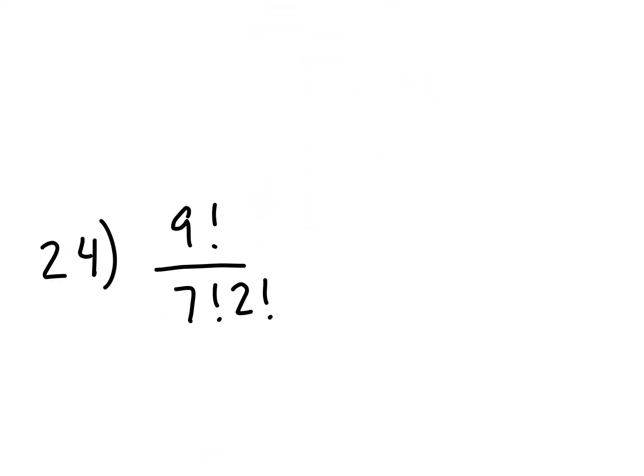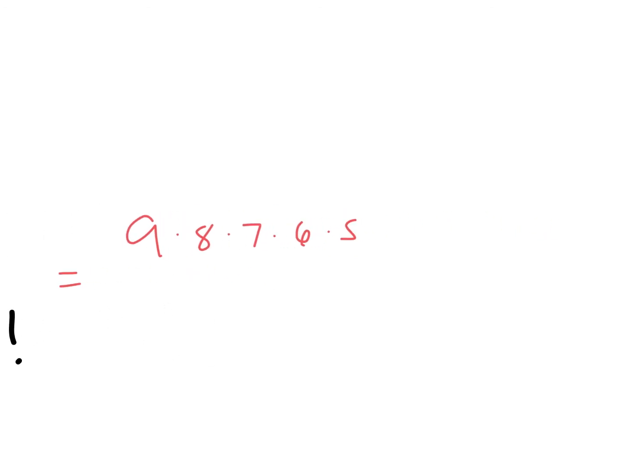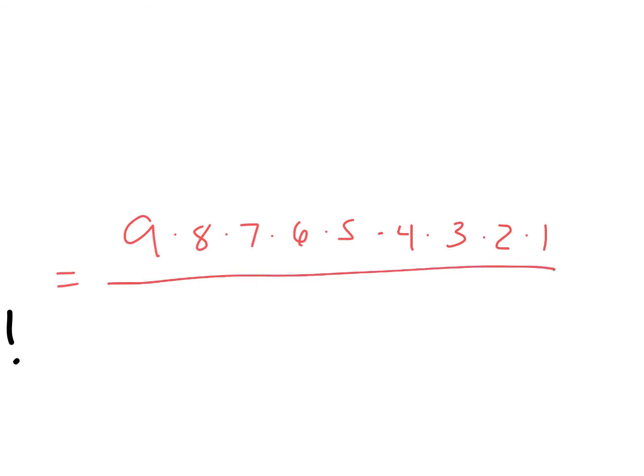All right, let's do 24. So we have 9 factorial on the top. So this is 9 times 8 times 7 times 6 times 5 times 4 times 3 times 2 times 1. And then on the bottom we have 7 factorial, so this is 7 times 6 times 5 times 4 times 3 times 2 times 1, and 2 factorial, which is 2 times 1.